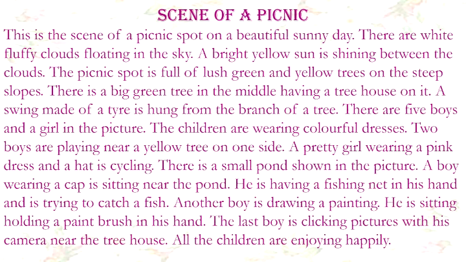There are 5 boys and a girl in the picture. The children are wearing colorful dresses. 2 boys are playing near a yellow tree on one side. A pretty girl wearing a pink dress and a hat is cycling. There is a small pond shown in the picture. A boy wearing a cap is sitting near the pond. He is having a fishing net in his hand and is trying to catch a fish.